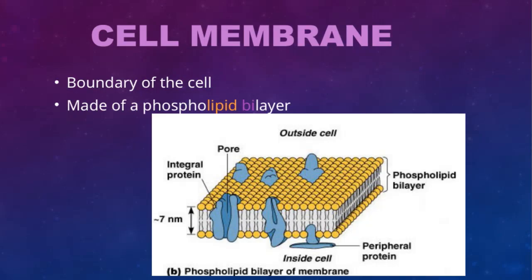Let's take a closer look at the boundary of the cell. This boundary is made up of a phospholipid bilayer, which is essentially a double layer of phospholipids. This structure is crucial because it acts as a barrier, controlling what enters and exits the cell. We often refer to this boundary as the cell membrane. The cell membrane isn't just a simple barrier. It's a dynamic and flexible structure that supports the cell's environment and helps maintain homeostasis. Understanding this membrane is key to grasping how cells interact with their surroundings and how they function as living units within the body.